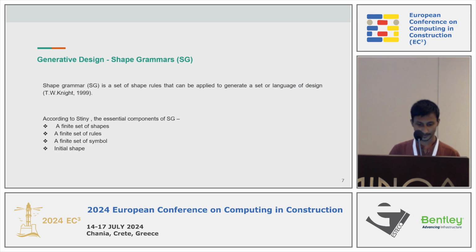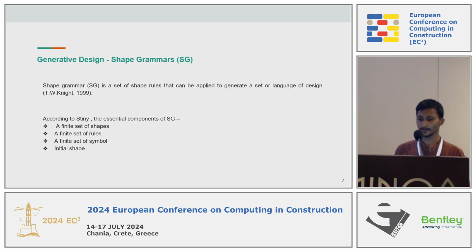Okay, thanks. The other generative design technique we'll be considering in the experiments is shape grammar. Shape grammar has 4 components. One is the initial shape, through which the algorithm generates the different design possibilities. Then there is a finite set of shapes, a finite set of rules, and a finite set of symbols, and then the initial shape. So these are the 4 components.